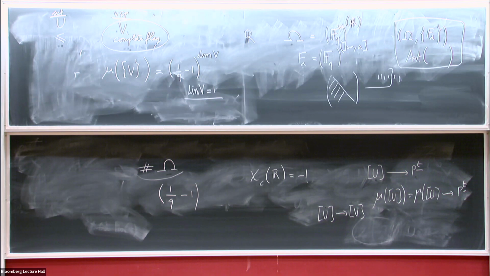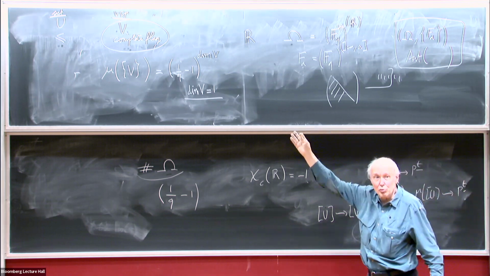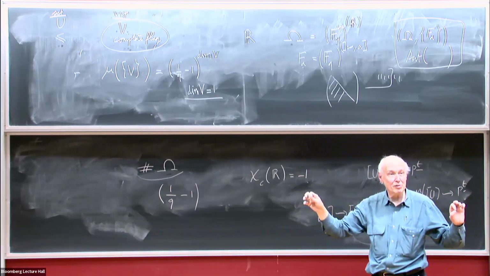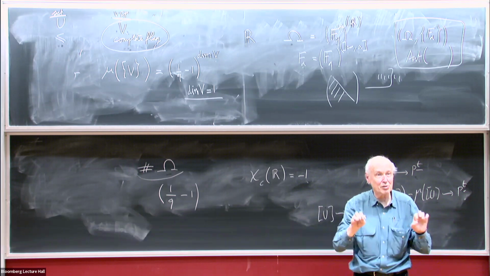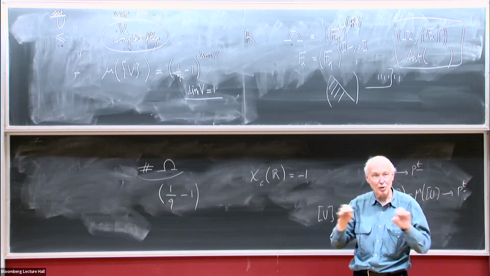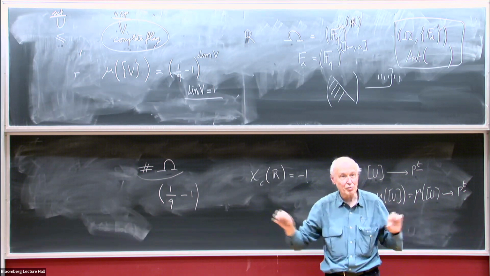What I claim is that if I take this as the definition of mu, then all the properties which I have listed, which enable me to define a category, hold true, including the associativity of the composition.